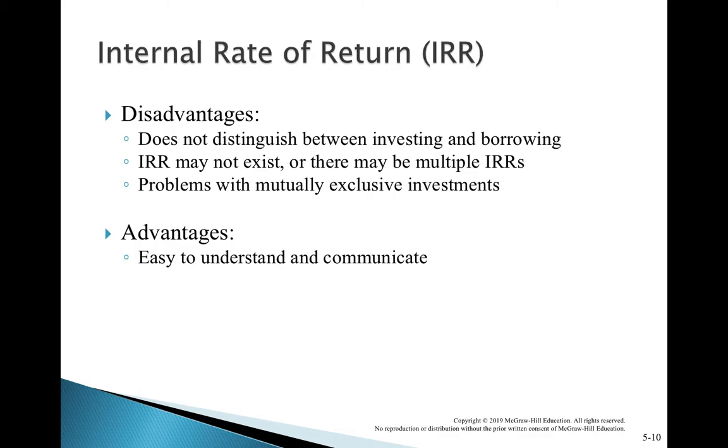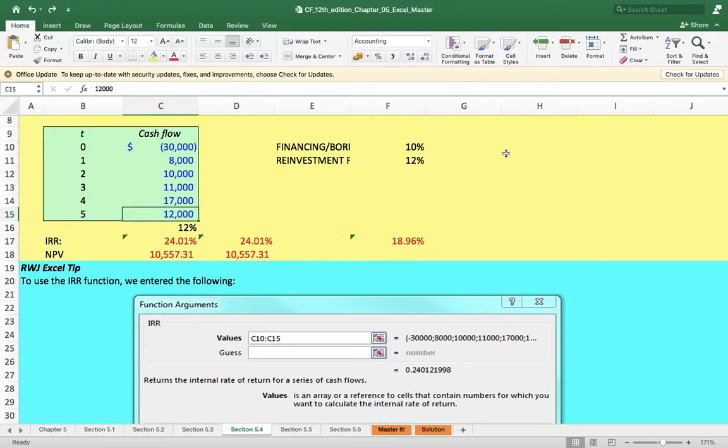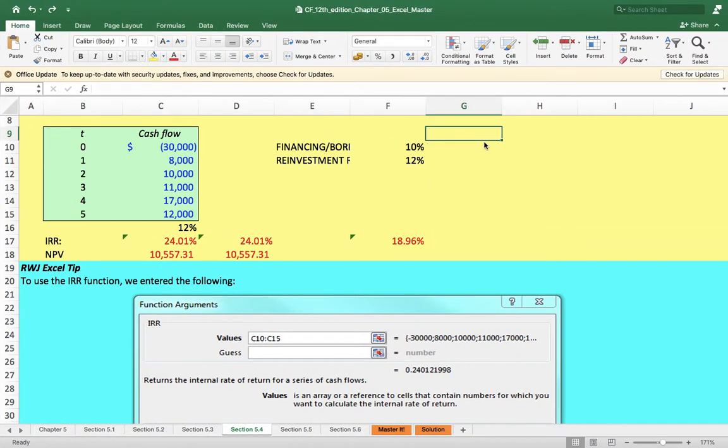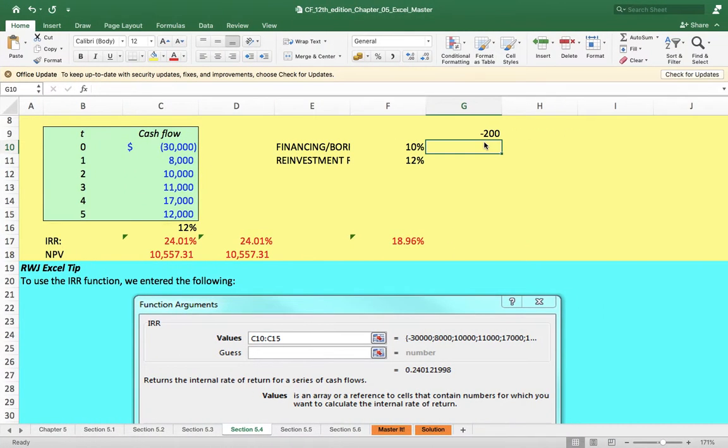Easy to understand, communicate, we have understood. So here the author has given 2-3 examples. Initial cash outflow is 200, then 50, 100, 150. The initial cash outflow is how much? Minus 200. Then the cash inflows are 50, 100 and 150.